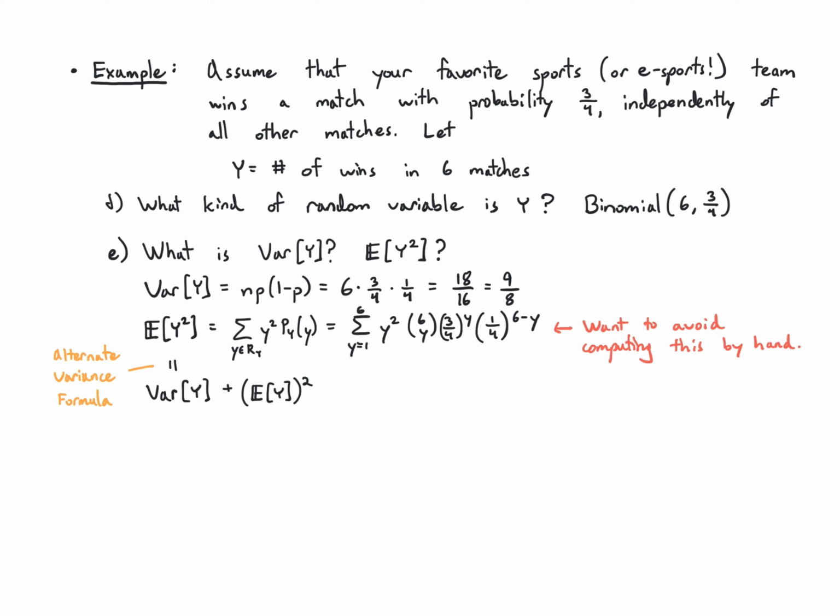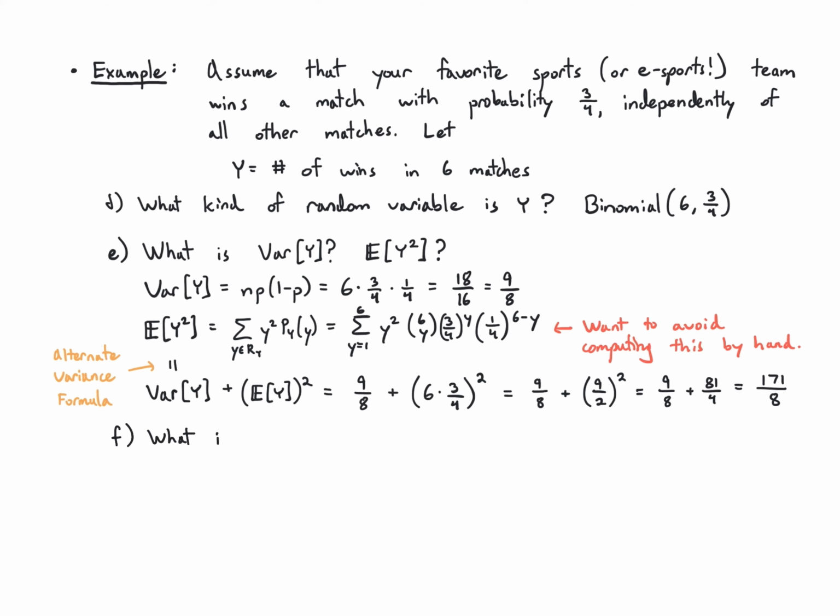Now both of those values are values I can look up in the definition of a binomial. So I plug them in, I get 9/8 plus 6 times 3/4 because it's n times p, and I have to square it because of the alternate variance formula. 9/8 plus 9/2 squared, which is 9/8 plus 81 over 4, which is 171 over 8. And it was nice to avoid a little bit of calculation.